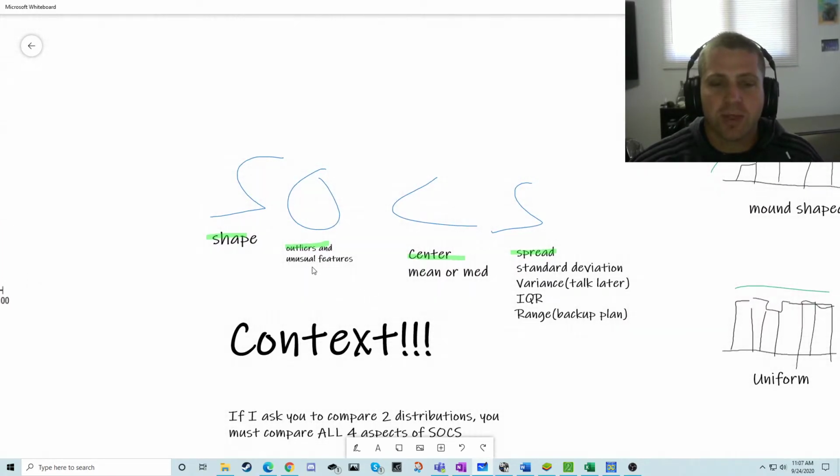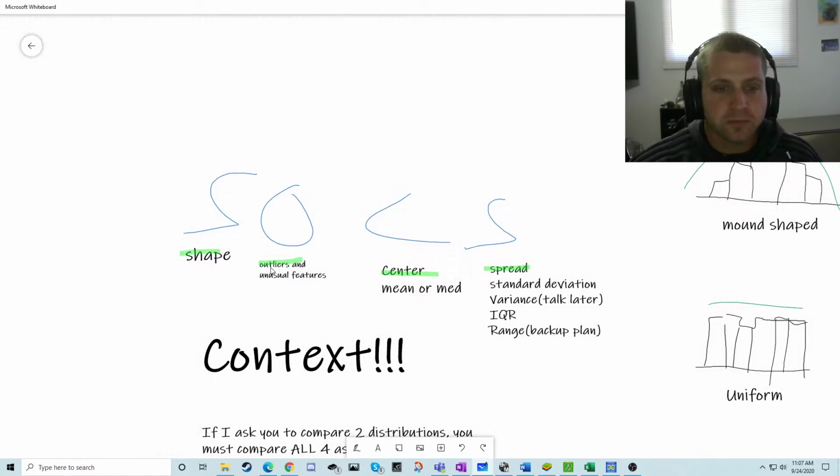Going back to SOCS. Outliers and unusual features. You can use your outlier rule to determine outliers, but usually it's just, is there an obvious outlier? Is there one point that's way the heck far away? If there is, you could call it an outlier.